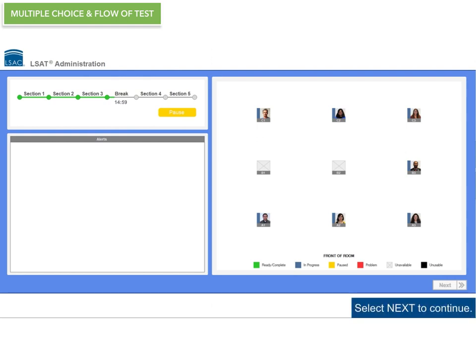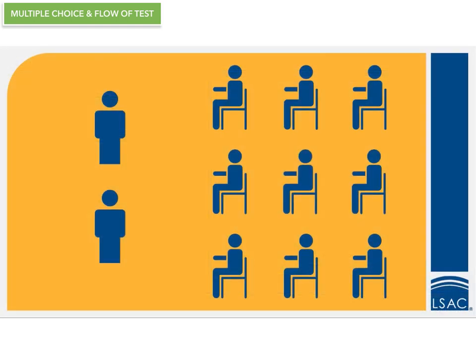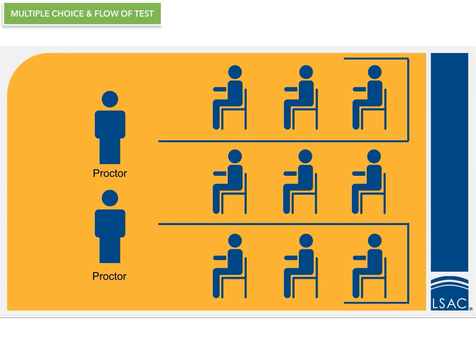Now that we've covered the flow of the test, we'll discuss what the RSs and proctors will be doing while the test takers are working on the designated sections of the exam. You should be continuously walking around the room, monitoring the test takers to ensure that they're following the proper procedures and keeping an eye out for suspicious or disruptive behaviors.